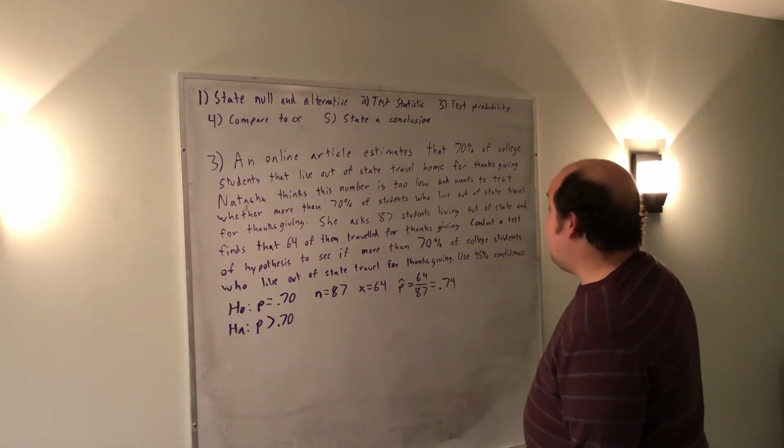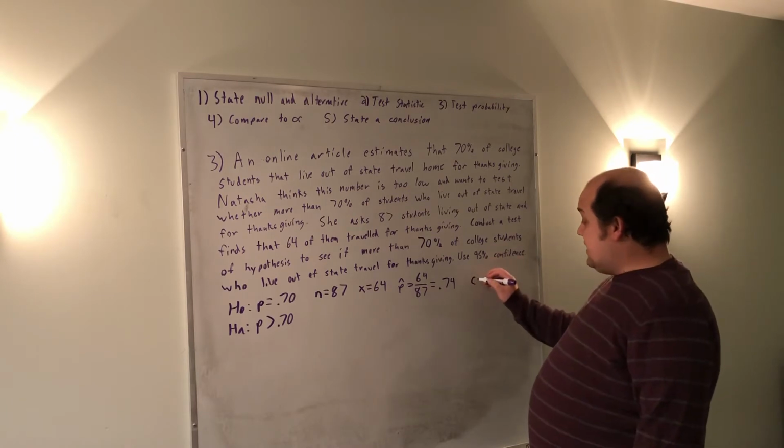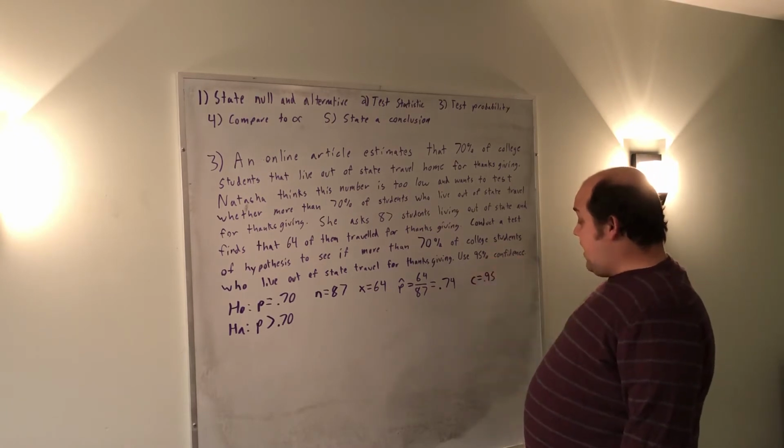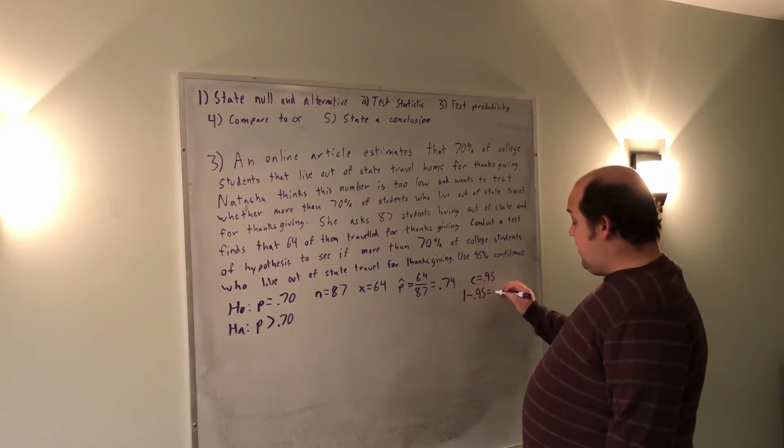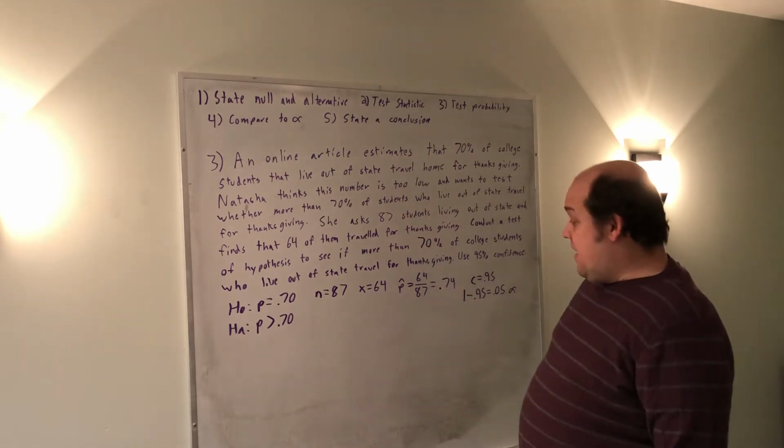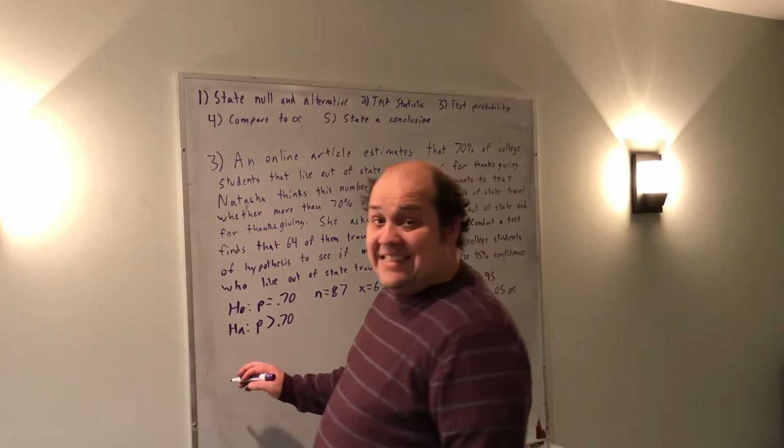Last thing that I need to pull out is my level of confidence. Here they say c equals 95% or 0.95. I'm going to use that to calculate alpha by doing 1 minus 0.95 equals 0.05. Now that I have everything I need, I can start setting up my z-score.